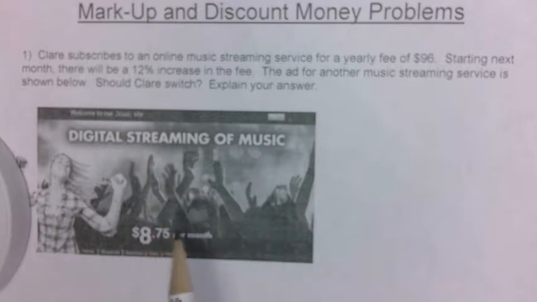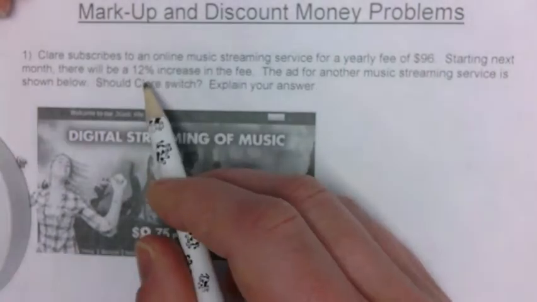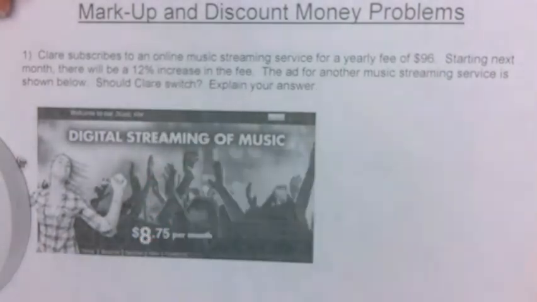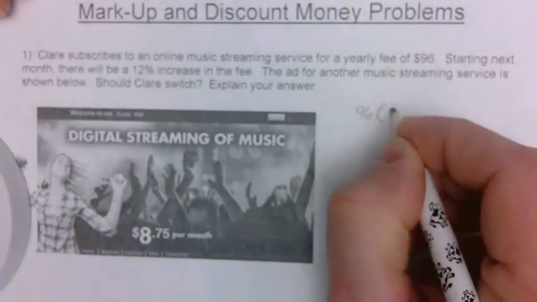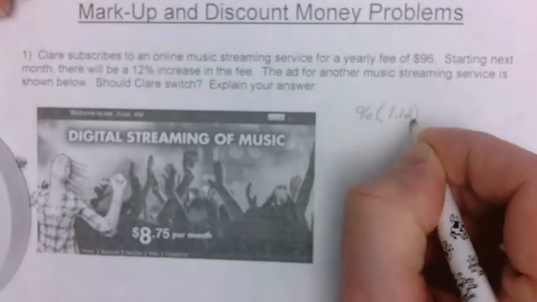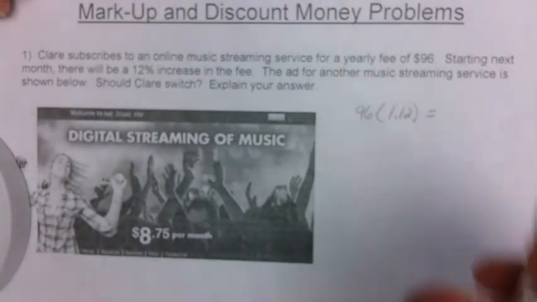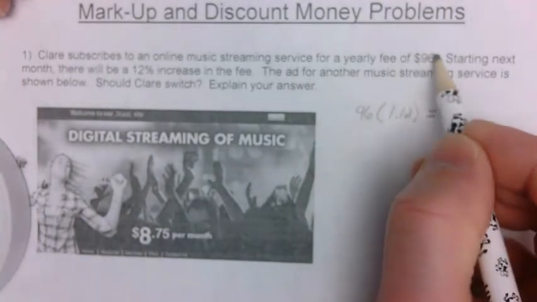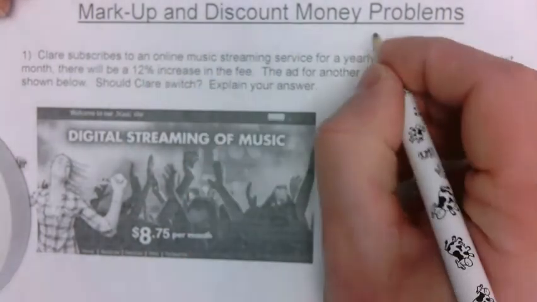Okay, so there's a few different ways that we could go about figuring out if Claire should stay with her current service or switch. Let's start by seeing what the yearly price would be with a 12% increase. Okay, I can take the $96 and I can multiply it by the decimal 1 and 12 hundredths, and that will tell me what the new yearly fee is going to be. Okay, remember that Claire has to pay 100% of this price plus an extra 12% of this price.